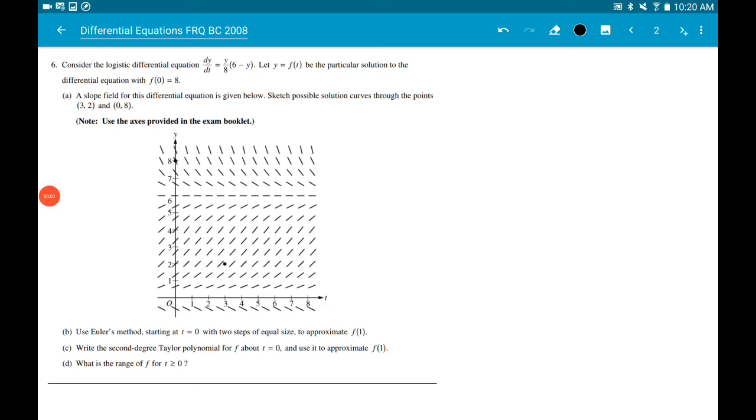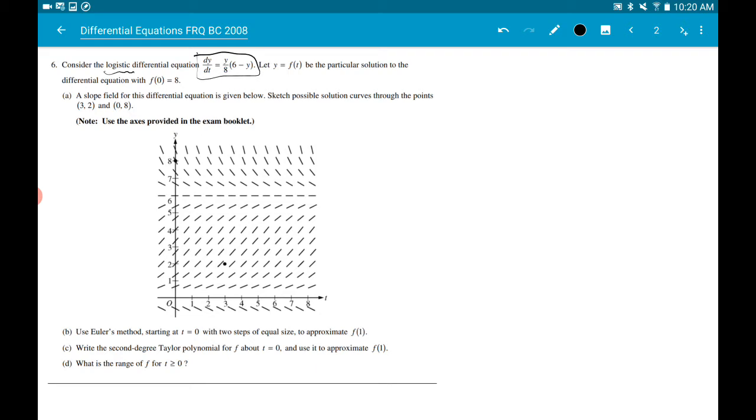All right, here we are with a differential equation from the BC test in 2008. And just a little bit of background. This is technically a logistic equation, which I know scares some people, but it's just the type of equation it is. And if you were to solve this, which actually doesn't ask you to do, surprisingly, usually it does.